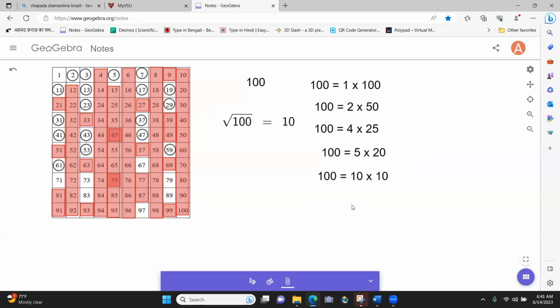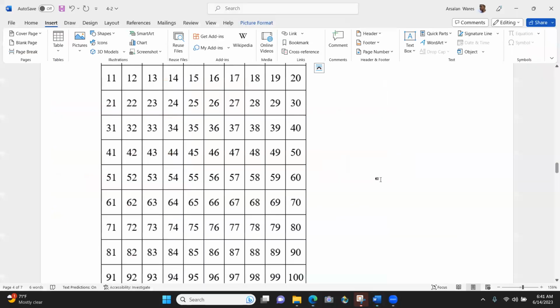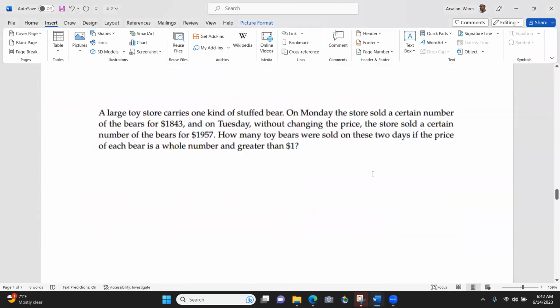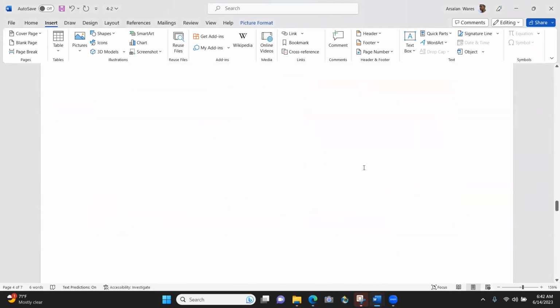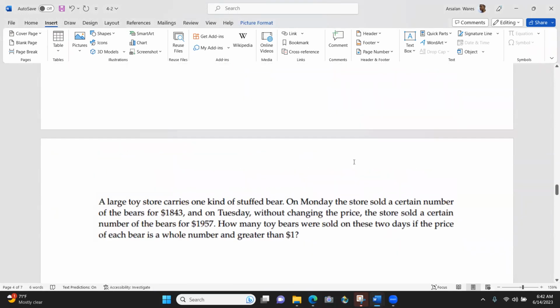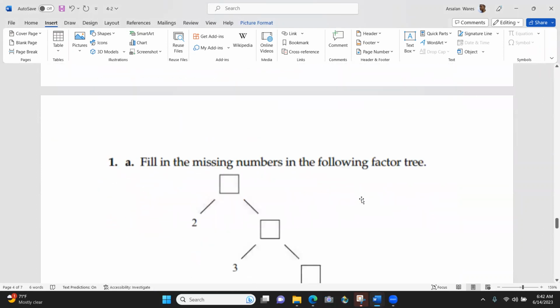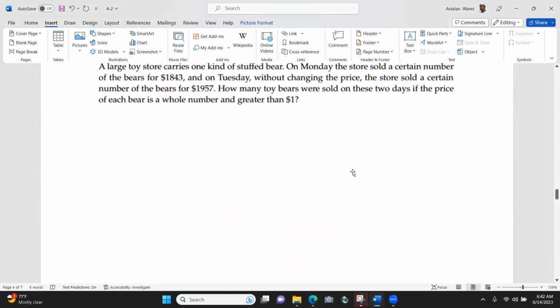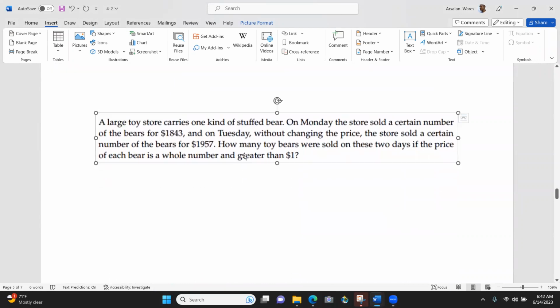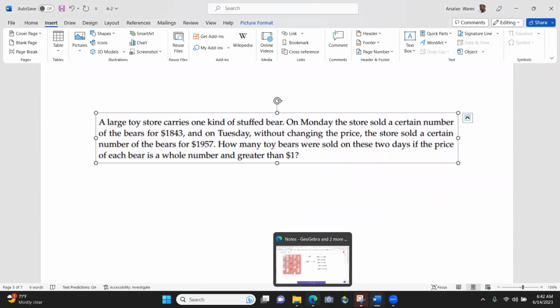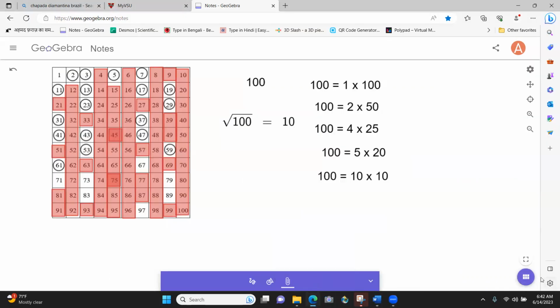Okay, so let's see what else is coming up, guys. Okay, so we're wrapping things up actually. Let's see what else I have. Let's do this problem. This is an example from your book. It's a good example.